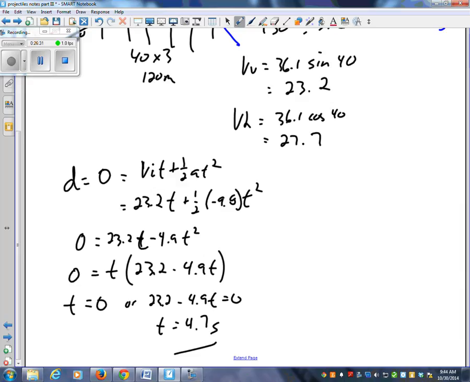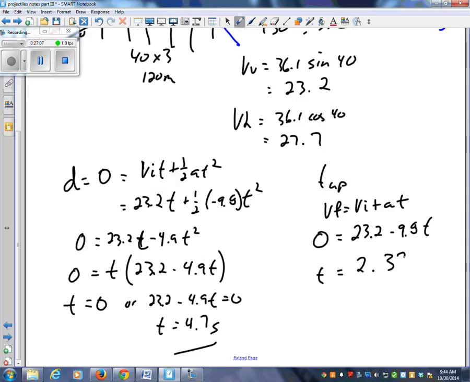Now, what I would say the brute force way would be to find the time up. v_f equals v_i plus a t. 0, why 0? The vertical component at the peak is 0. The initial is 23.2 minus 9.8 t. t is equal to 23.2 divided by 9.8. 2.37 seconds, but that's only the time up. Therefore, the total time is 2.37 times 2, which of course is going to be 4.7 seconds, same as this one over here.